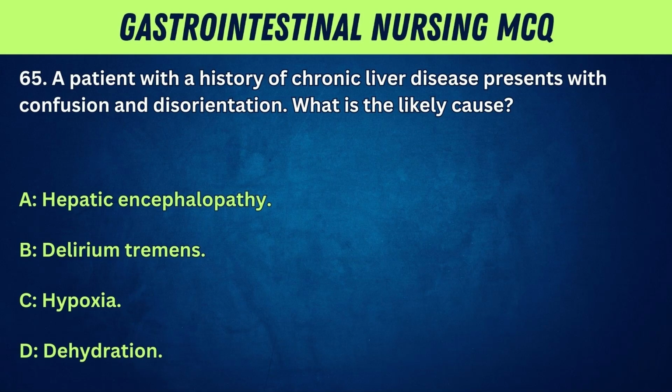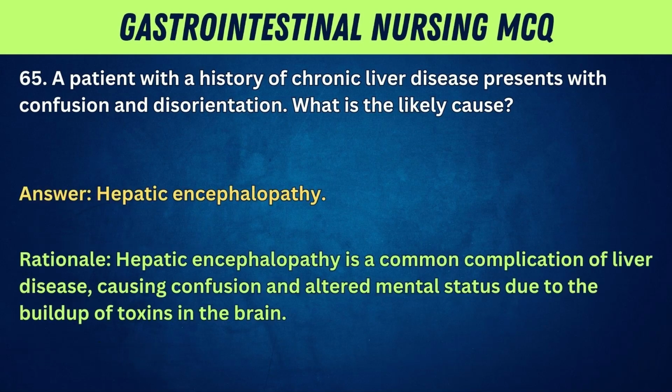What is the likely cause? A. Hepatic encephalopathy. B. Delirium tremens. C. Hypoxia. D. Dehydration. Answer. Hepatic encephalopathy. Rationale. Hepatic encephalopathy is a common complication of liver disease, causing confusion and altered mental status due to the buildup of toxins in the brain.